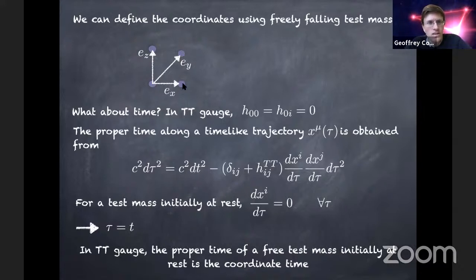So that's the frame. And what about the time component? In TT gauge, we have all these h components as zero. So the proper time along the test mass trajectory is given by this formula. That's the standard line element where I put the linearized metric here. If you have a mass initially at rest, all these terms are zero, and the proper time is the coordinate time. So in TT gauge, the proper time of a free test mass initially at rest is the coordinate time. That defines physically what we mean by the TT gauge.